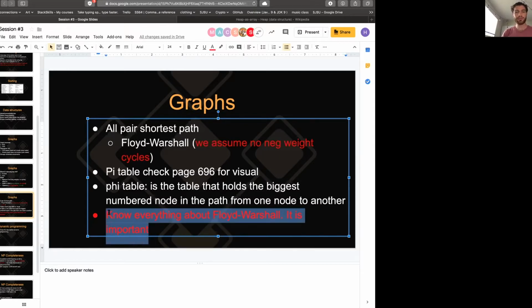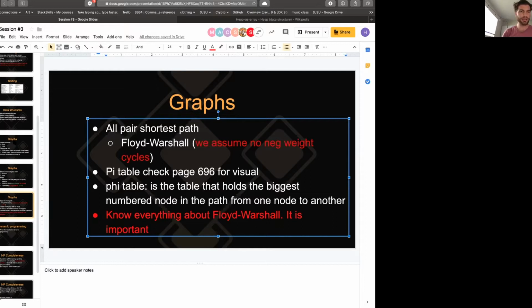And again, this is an important question. It will probably be on either the second midterm or the final. Floyd-Warshall is really important. I think it was on one of the practice midterms, and the answers for that should be there. So that concludes our graphs section.